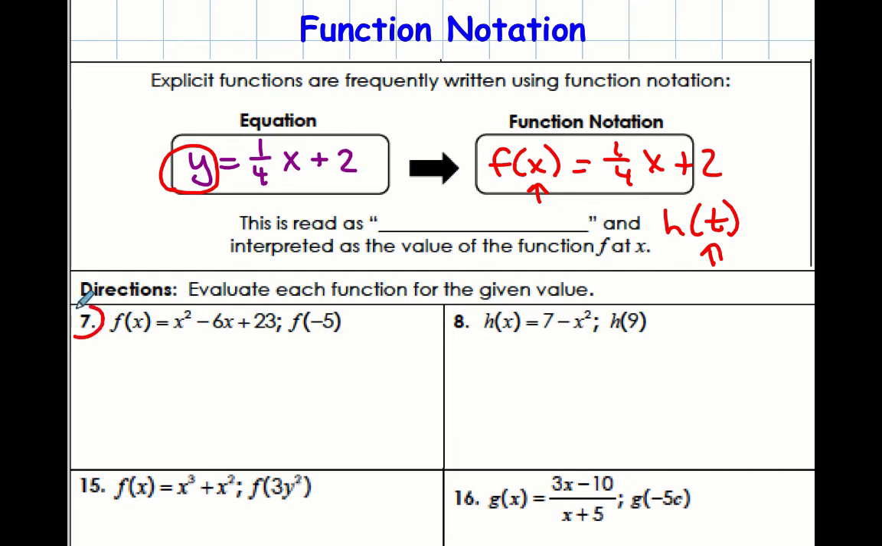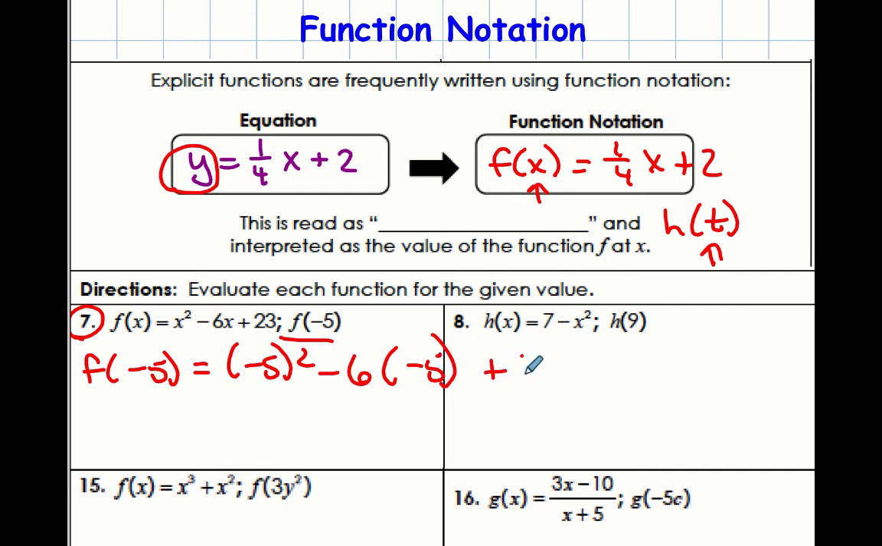So on number 7, if I wanted to evaluate f of negative 5, it means wherever I see an x, I'm going to replace it with the number negative 5. So if it says x squared, I put negative 5 and I square it, minus 6, I'm replacing the x with a negative 5, plus 23, and now I evaluate using order of operations. 25 plus 30 plus 23 makes 55 plus 23, which is 78.